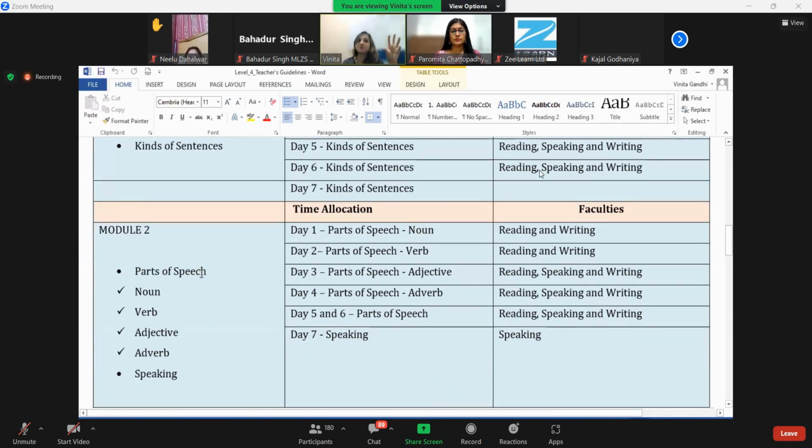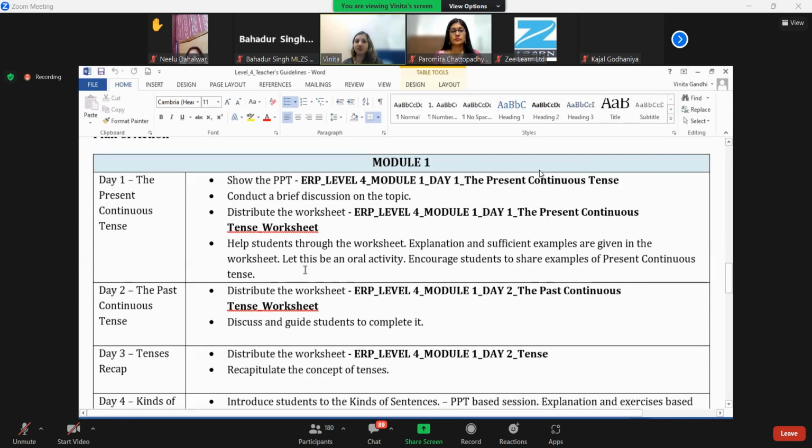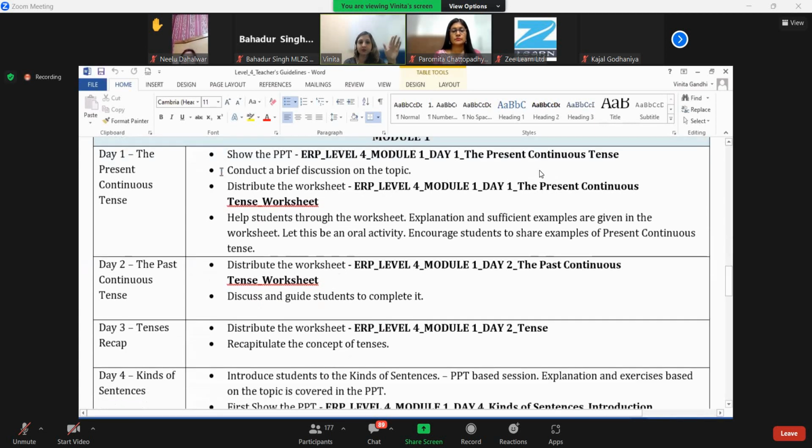My module 2 is parts of speech. Noun, verb, adjective, adverb has been covered in this particular module. And my speaking activity is there. Now you see my plan of action. Day 1, the present continuous tense. You see, show the PPT, conduct a brief discussion on the topic, distribute the worksheet, help the students through the worksheet, explain, and sufficient examples are given in the worksheet. As I mentioned earlier, if some part of it is not really aligned, a detailed explanation is given and taken care of in the worksheet itself. So you need not worry about that.